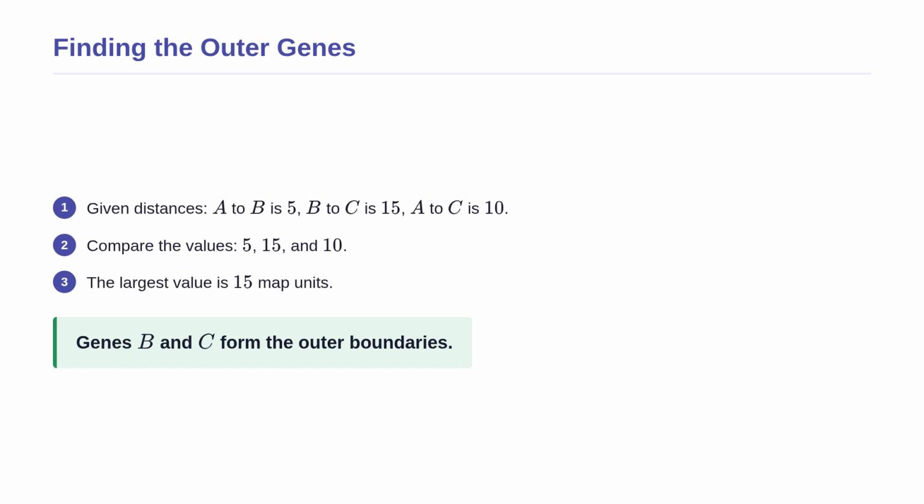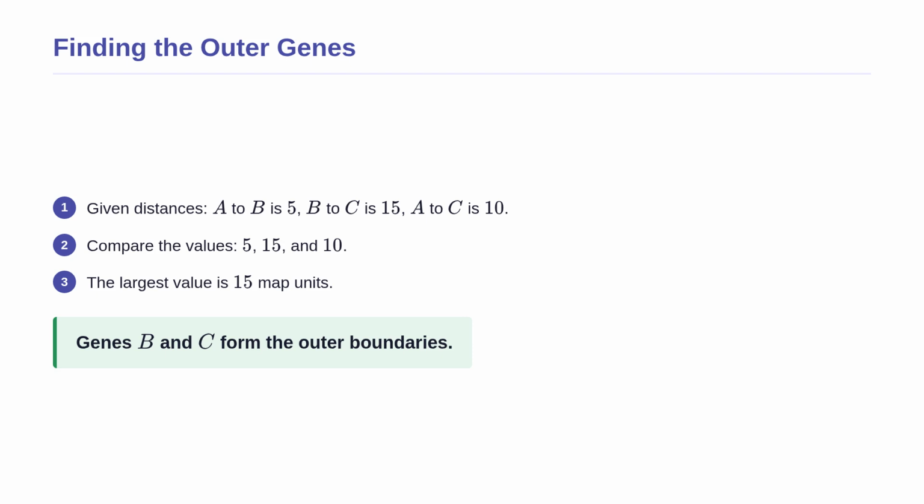Let us apply this additive strategy to our specific experimental data. We're given the following pairwise distances. The distance between A and B is 5 map units. The distance between B and C is 15 map units, and the distance between A and C is 10 map units. We are asked to find the outer boundaries of our map.